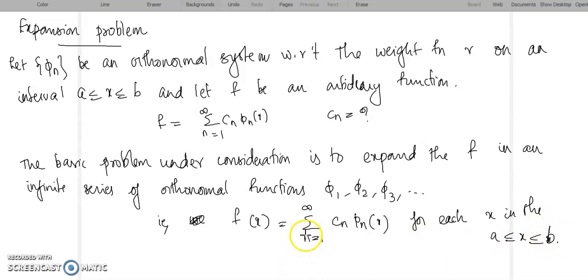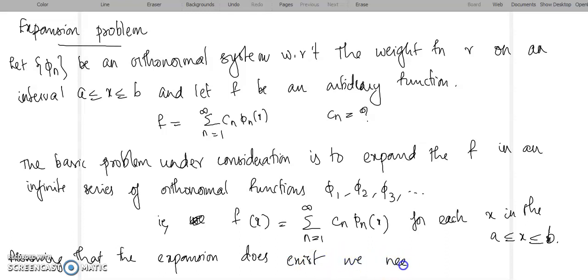And now assuming that the expansion does exist, we need to determine the value of cn. So assuming that the expansion does exist, we need to find the cn's. Okay. Now we are assuming that such an expansion exists.